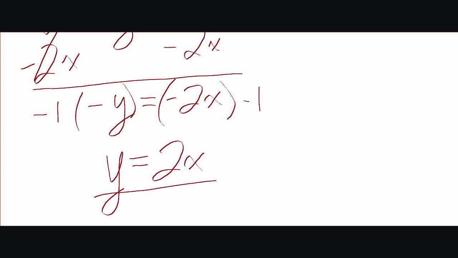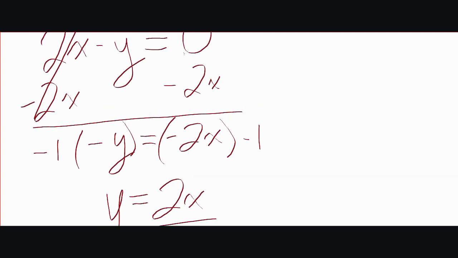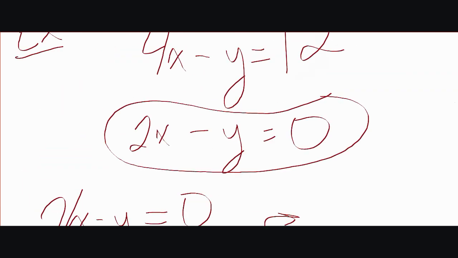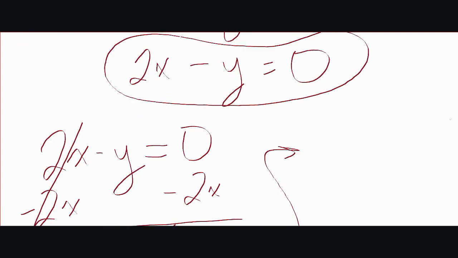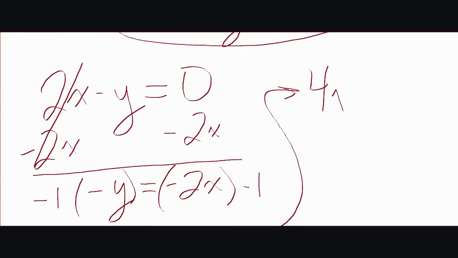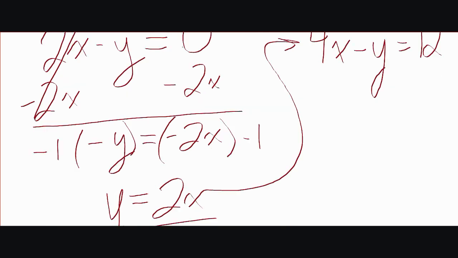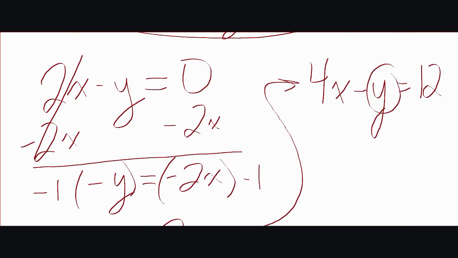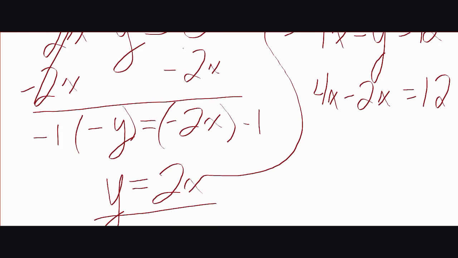I can use this information and plug it in to the other equation. Remember, substitution requires that you go from one equation to the other. So we're going to plug into the other equation, which is 4x minus y equals 12. So 4x minus y is equal to 12. I know that y is equal to 2x. So I'm going to replace y with 2x. So I have 4x minus 2x is equal to 12. I replace that y with a 2x, and now I can solve for x.